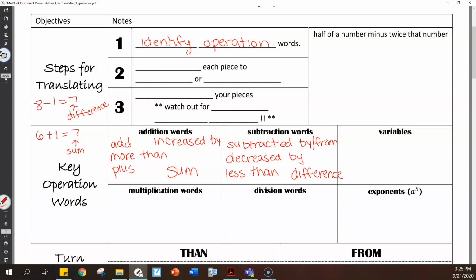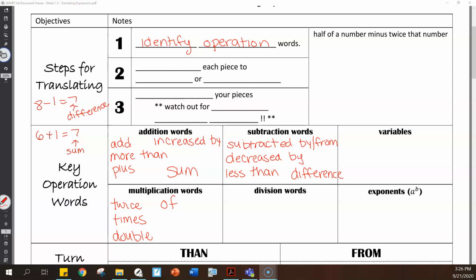Okay. I'm going to come back to variables, but I want to jump down to multiplication words for a minute. Some things that tell us I need to multiply: twice the number, 2 times the number. Obviously the word times, like 3 times 5 or 5 times whatever. Times tells us I want to multiply. I may also see things like double or triple. You also may see something like of, half of a number. Be careful with of. Of tells me I want to multiply.